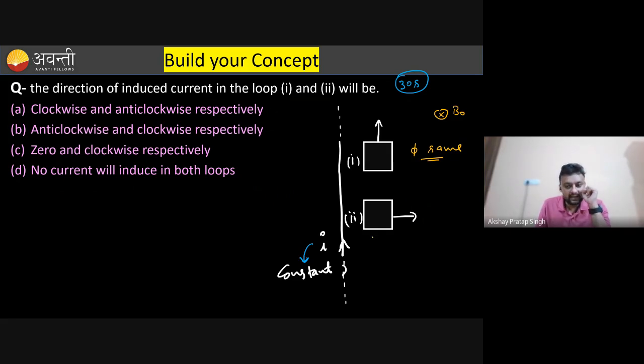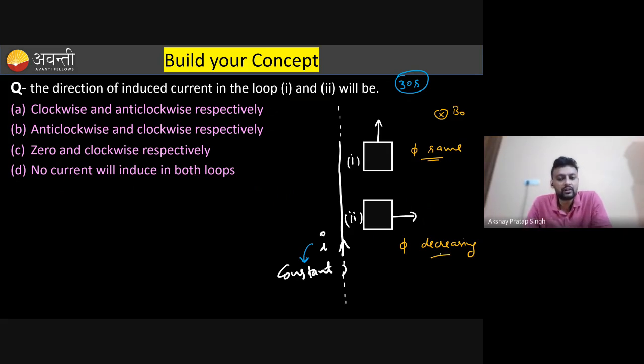Now look at the second loop. If I look at the second loop, what will happen? It is moving away from the wire. That means the distance between wire and loop is increasing. That means the magnetic field is decreasing and flux will also decrease. So flux is decreasing in this case.